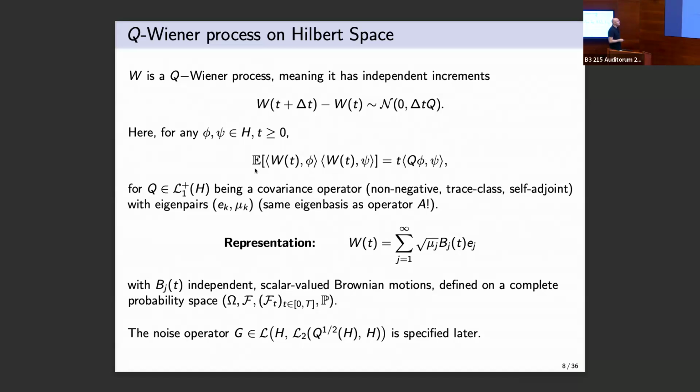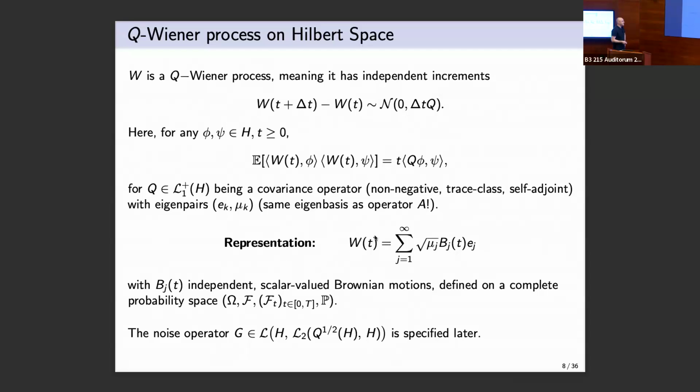So the constraints we have on the operator Q is that it's non-negative, it's trace class. So the eigenvalues of this operator, the sum of them doesn't explode, they are summable. And it's self-adjoint, and we can spectrally decompose it. And for the framework that we're going to use, we actually assume that the spectral decomposition has the same eigenfunctions as the operator A itself. So we need some commutation in our proofs between these operators, and that's why this is convenient.